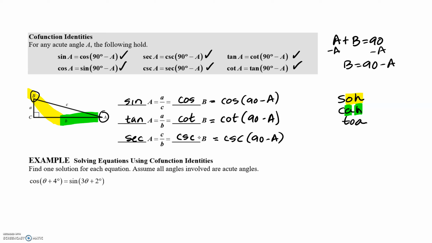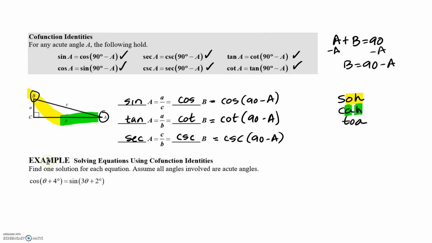And then tangent and cotangent. Tangent of A is cotangent of 90 minus A, and vice versa. Cotangent of A is tangent of 90 minus A.